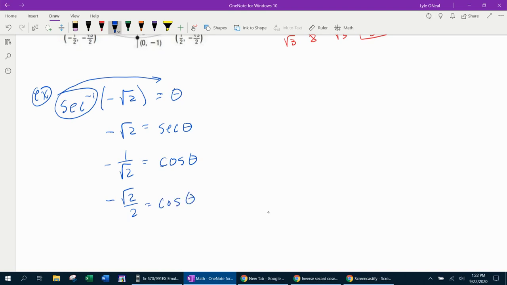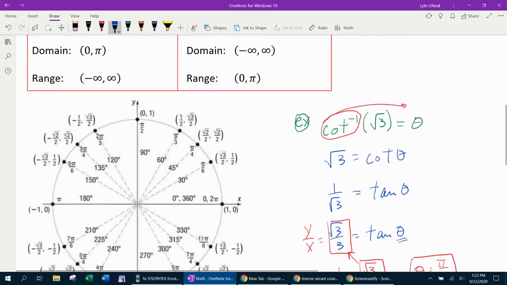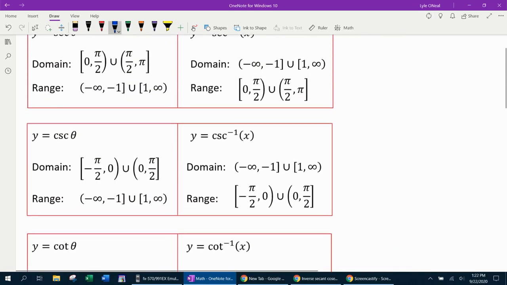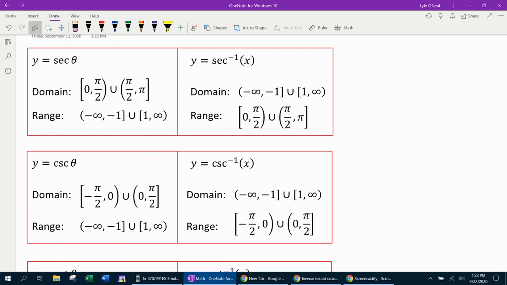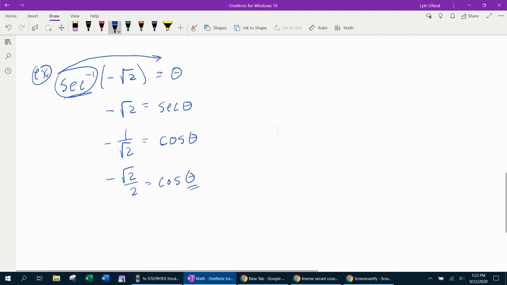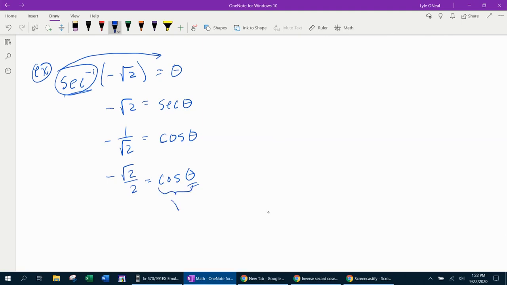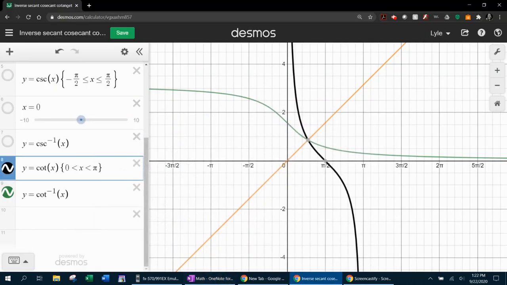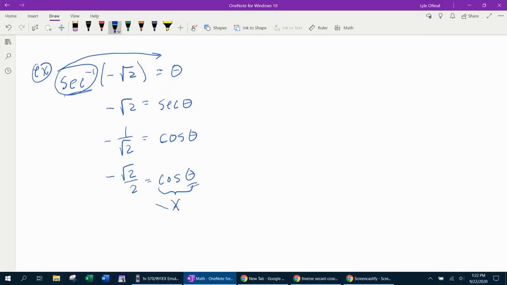And so at this point, I'm looking for what angle theta within the appropriate range of values. Okay, we're looking at inverse secant. And if we scroll back up, we're going to see that inverse secant is restricted from 0 to pi, not including pi over 2. Okay, so again, we're looking for angles from 0 to pi, not including pi over 2, where the x coordinate, remember cosine theta is x, is negative square root of 2 over 2.